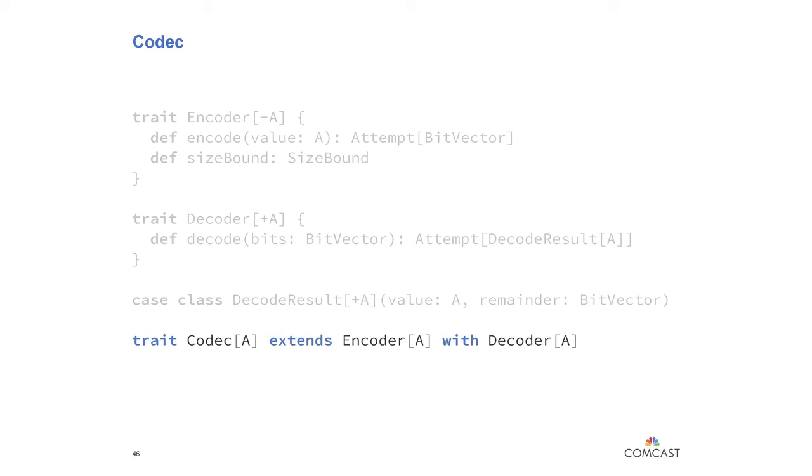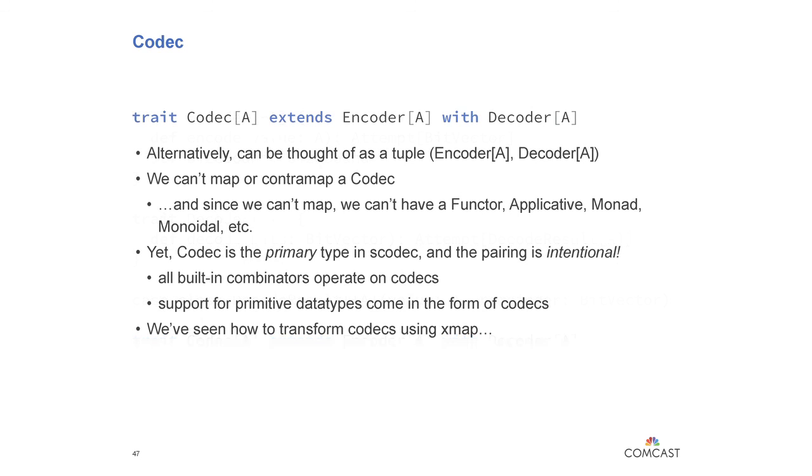Okay, so finally, if we put all these things together, we end up with a codec. And a codec really is just the merging of an encoder and decoder into a single type.